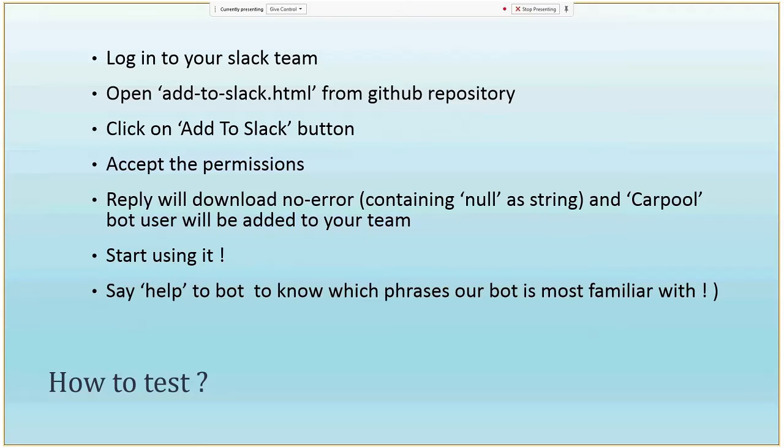So how can you test it? You log into your Slack team. Then there is an add to Slack HTML in the GitHub repository. You can click that add to Slack button. It will show you a permissions page for the bot, and then once it replies with no error, the bot user will be added to your team, and then you can start using it.